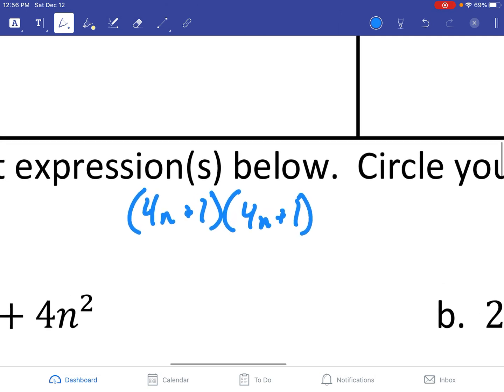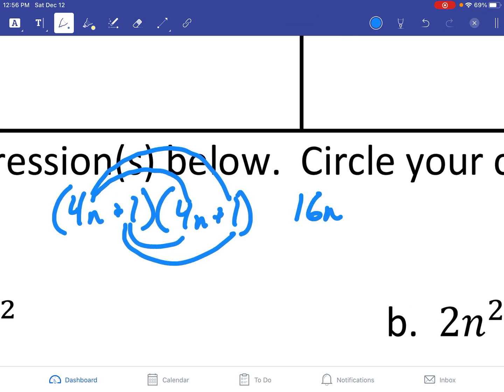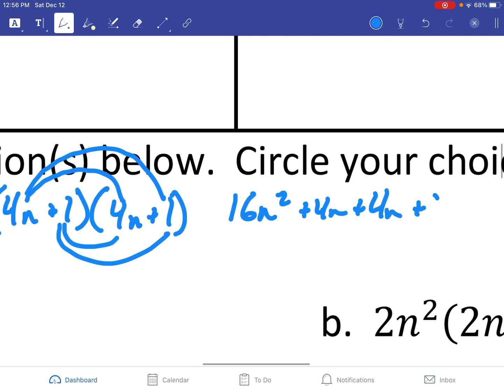Okay, so we multiply first and then combine the like terms. We have 4n times 4n, 4n times 1, and the same thing with the other one. We will get 16n squared plus 4n again, and then plus 1. Combine the 4n's in the middle. We're going to get 8n plus 1.